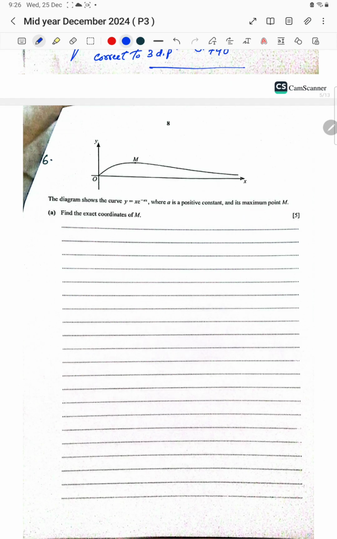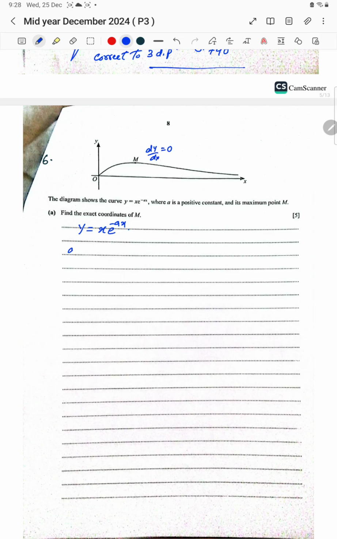Okay guys, here goes question number 6 of the paper. The diagram shows the curve y equal to x e raised to power minus ax, where a is a positive constant, and its maximum point is at M. Find the exact coordinates of M. Here the maximum point is M. For the maximum point, we need to find dy by dx and equate it to 0.